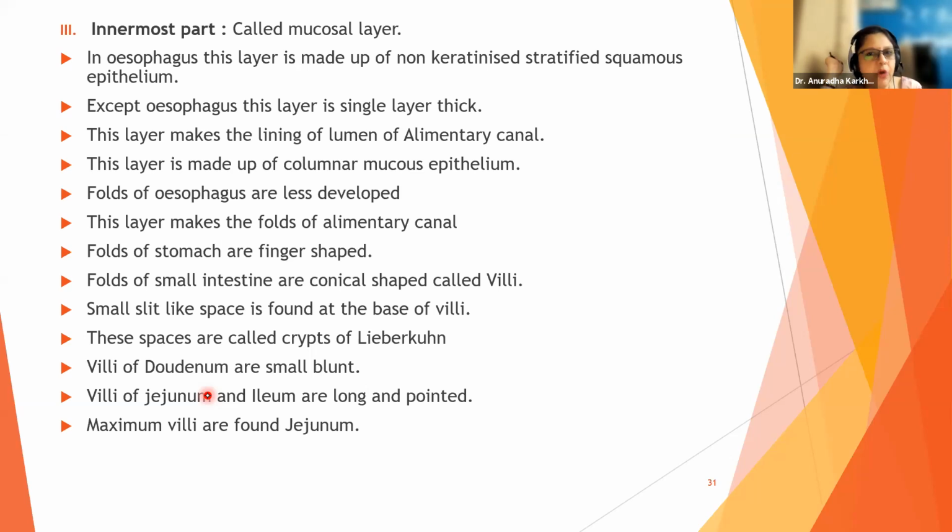Means maximum absorption. See, they are going to increase what? The surface area for absorption. Correct? So don't you think maximum absorption is going to take place in the jejunum, because maximum villi are going to be found in the jejunum? Is it okay? Have you all understood all the three parts? Correct? No confusions? Good.